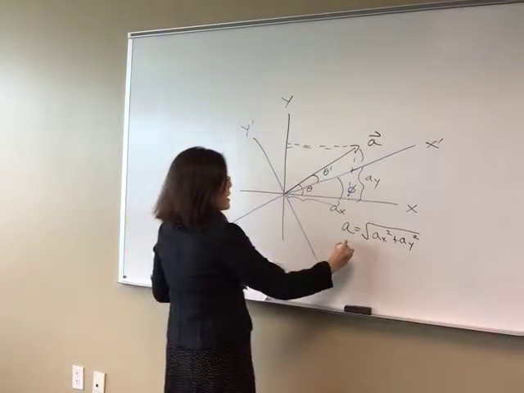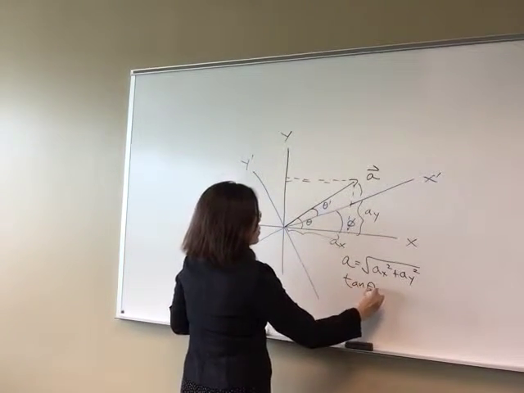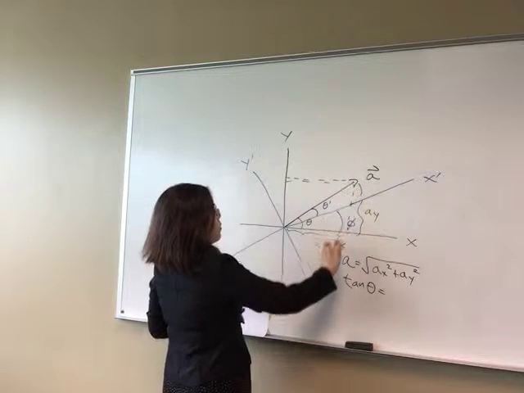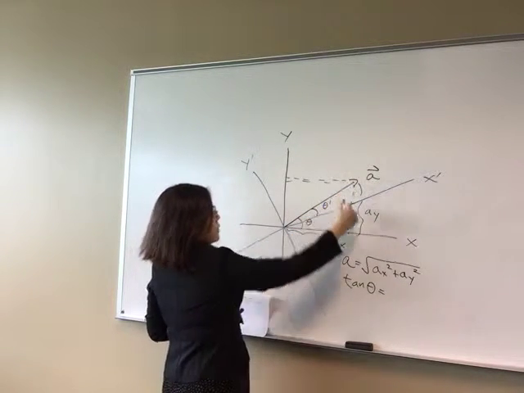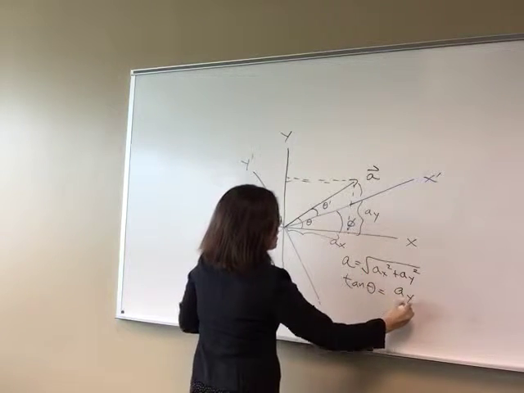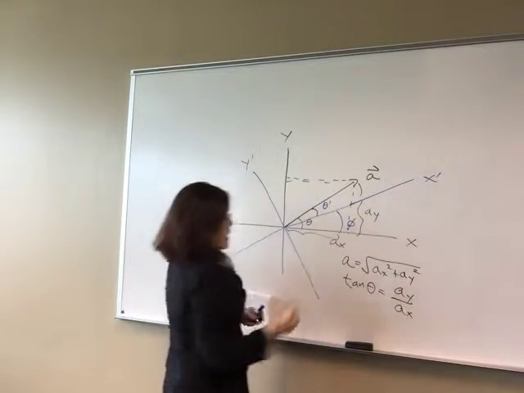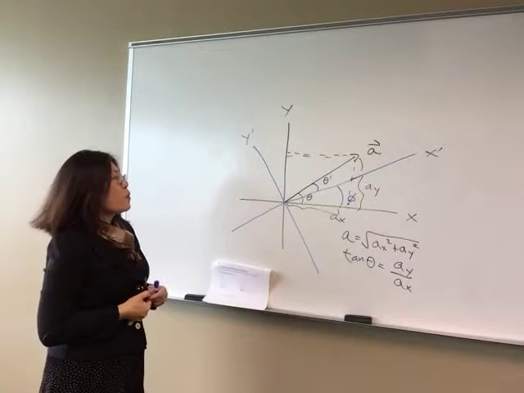And your tangent theta. What would be your tangent theta? Using the black axes, that will be the opposite, which is Ay over Ax. Okay, now let's look at the new one.